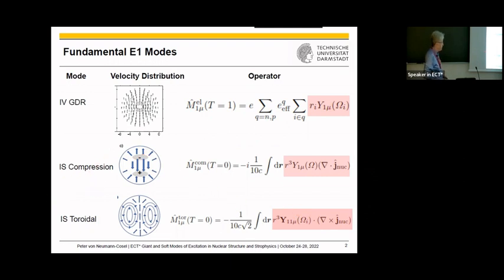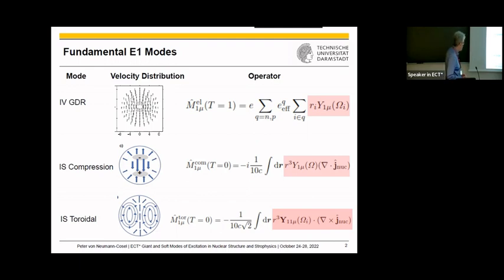That's, of course, a bit more complicated than in the case of the monopole, because we all know that the fundamental isoscalar E1 motion is an unphysical mode. So you have a more complex current or velocity distribution with local maxima and minima inside the nucleus of the density. And the corresponding operator is of higher order, R cubed times your spherical harmonics times the gradient of the nuclear current.